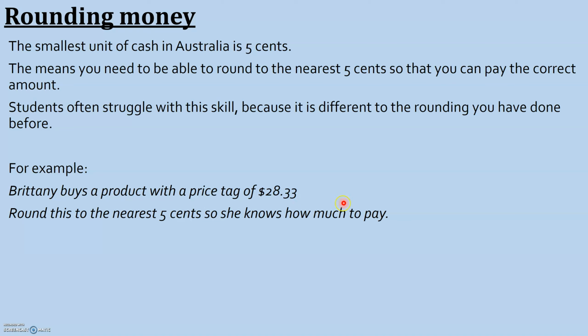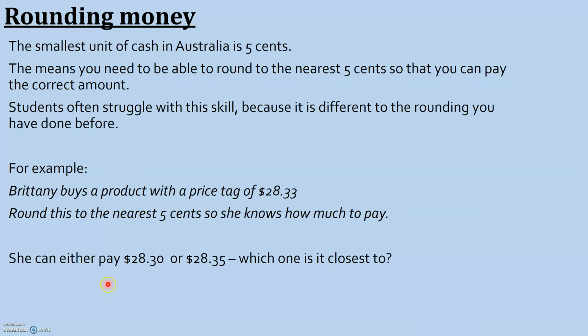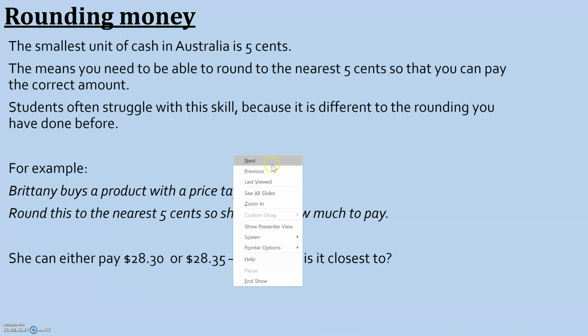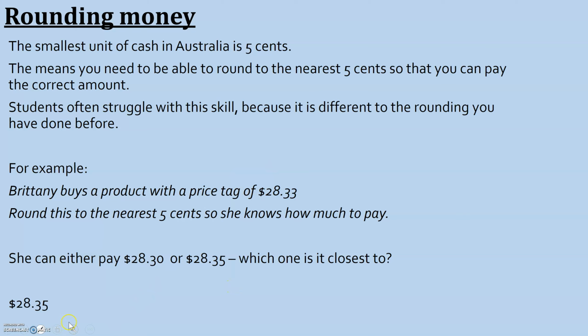What we do is this, is we look at what are the amounts that you could pay with cash. So you could either pay $28.30 or $28.35. And you ask yourself, which one of these two amounts is this closest to? So think about that for just a moment. And of course the answer is this is closest to $28.35. So that's the amount you pay and that's how we round this.